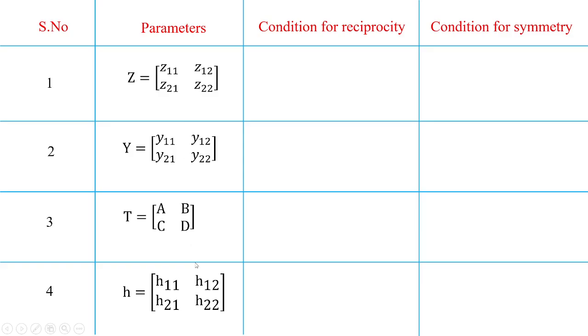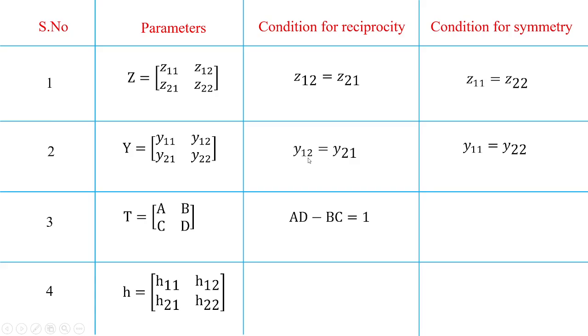for these four parameters. For the first, Z parameters, the condition of reciprocity is given by Z12 equal to Z21, and the symmetry is given by Z11 equal to Z22. And similarly, for the Y parameters, the transmission line parameters and hybrid parameters, these are the conditions for reciprocity and symmetry respectively. You need to remember these formulas, which are helpful to give an answer for 2 marks type of questions or fill in the blanks type of questions.